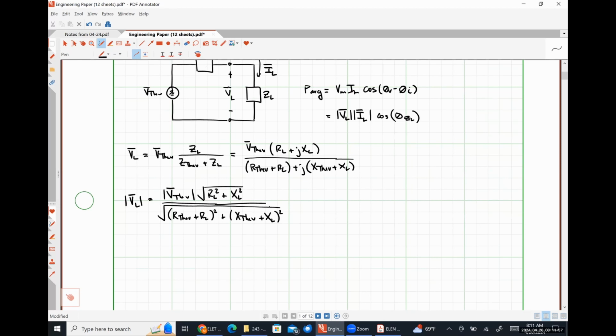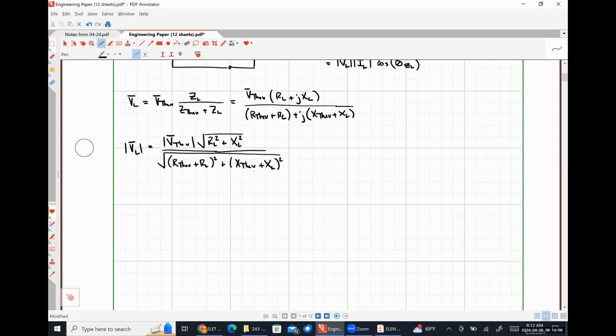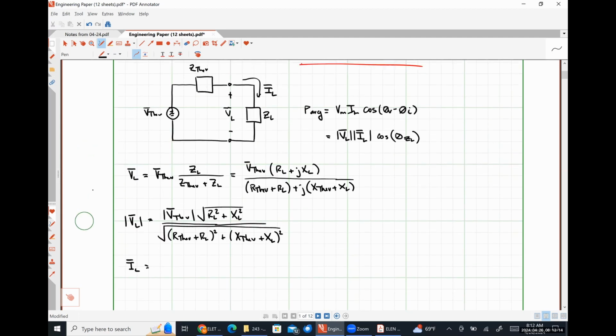Okay. So now we're going to do effectively the exact same thing for the current. So we could find our current IL literally by just using Ohm's law here, right? So that's just going to be VThev over ZThev plus ZL.